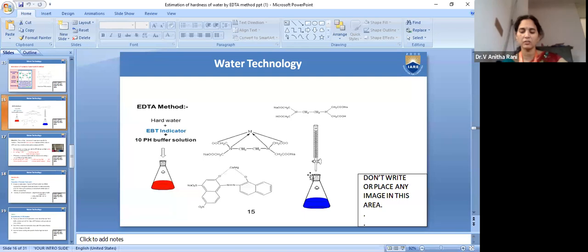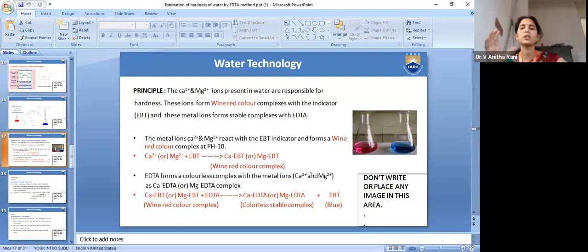What does that mean? Here the EDTA has completely reacted with all the calcium and magnesium ions present in water, forming an equivalent bond with the calcium and magnesium. After complete reaction of EDTA with the calcium and magnesium salts, when you add the next drop of EDTA, you get the color change from wine red to blue color.